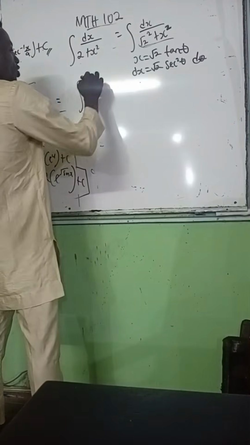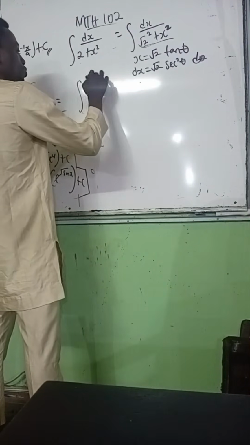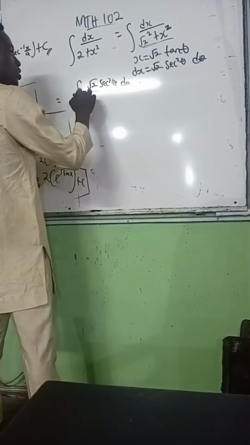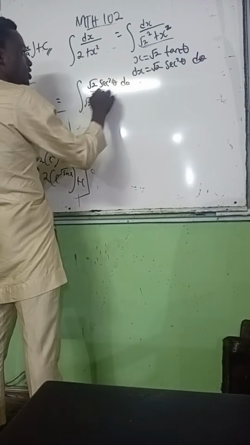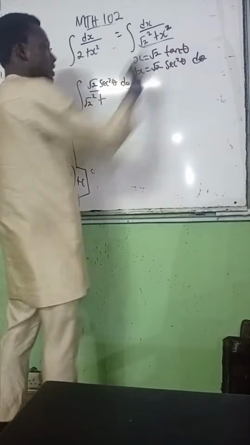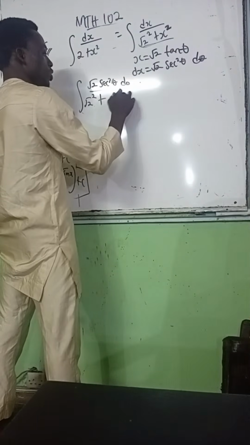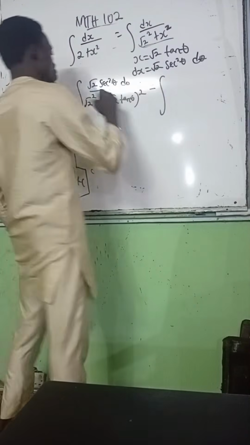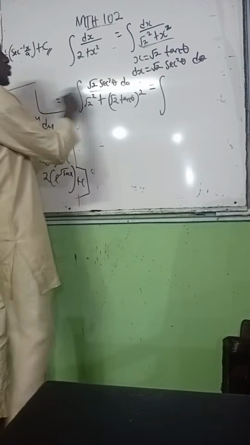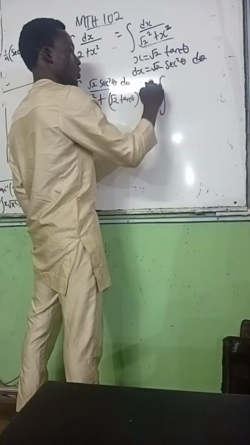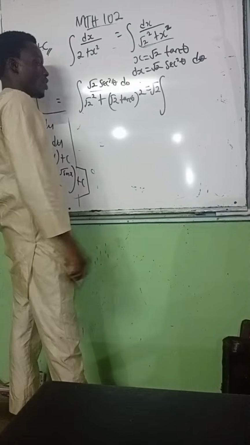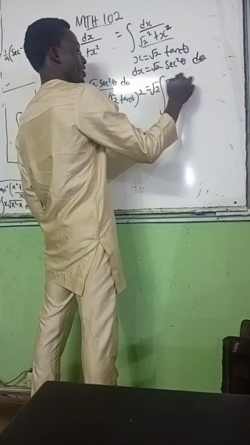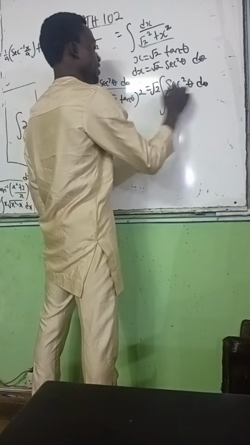So we have integral of what? dx equals root 2 sec squared theta d theta divided by root 2 squared plus x squared. What's our x? Root 2 tan theta, so root 2 tan theta squared. This equals integral of what? This root 2 at the numerator can come out, can't it? It can. So we have sec squared theta d theta divided by what?